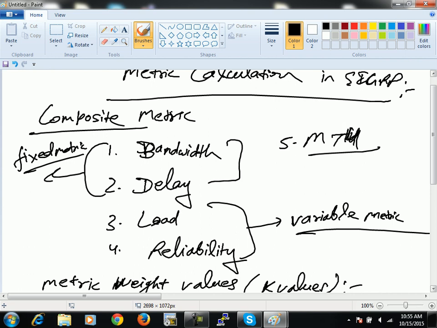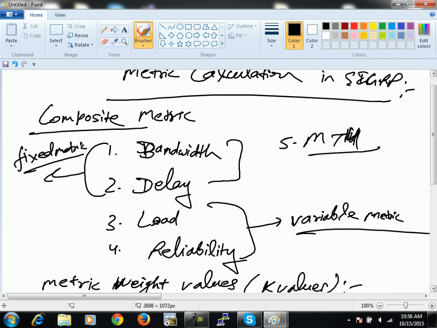And you must remember that a lower metric is always preferred in EIGRP. Also remember that if bandwidth is higher, metric will be lower. If bandwidth is lower, metric will always be higher. Bandwidth and metric are always inversely proportional to each other. Bandwidth is higher, metric will be lower. Bandwidth is lower, metric will be higher.